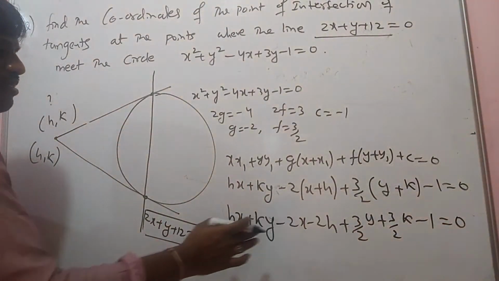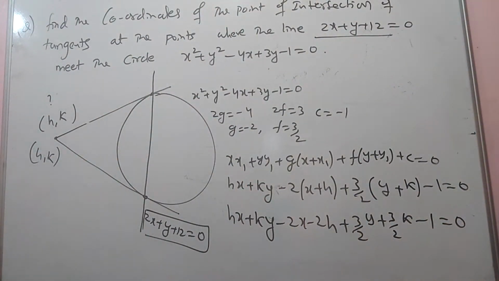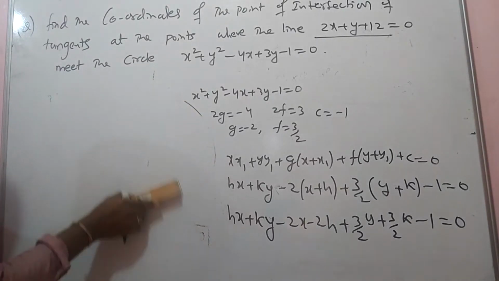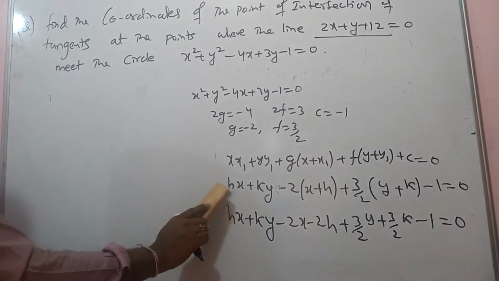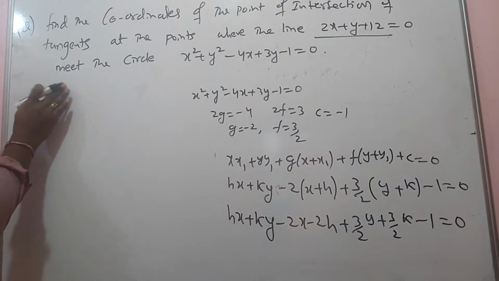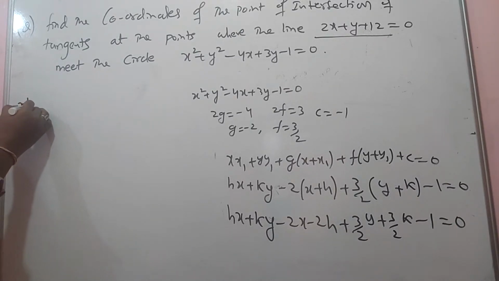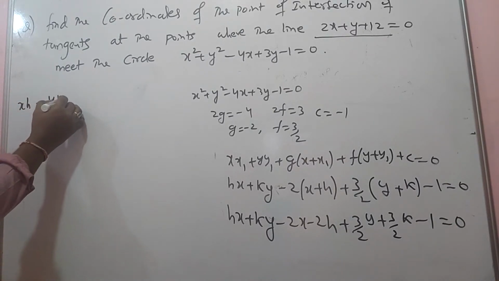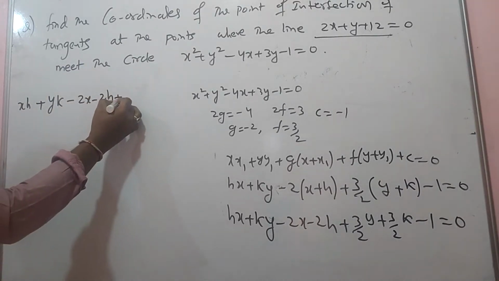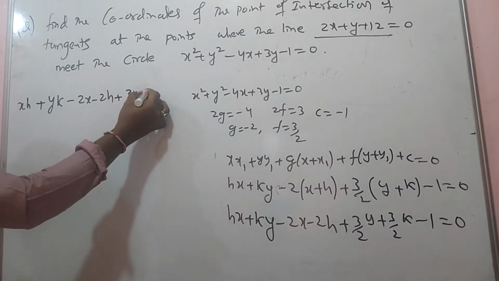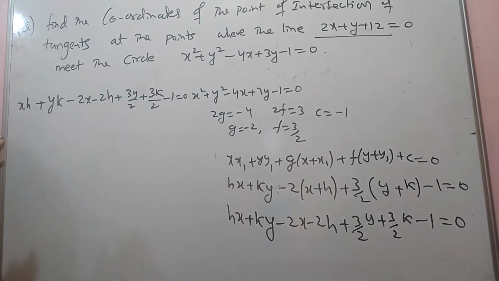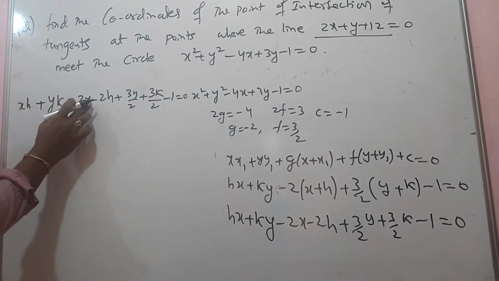We have separated this. Till this is understood, no? Till this you have understood, right? Till this you have understood, right? This one you understood. The equation of the chord of contact I completed. So the equation of the chord of contact is got, how are you getting it here? You are getting xh plus yk minus 2x minus 2h plus 3y by 2 plus 3k by 2 minus 1 is equal to 0. But in this, I can take x common.